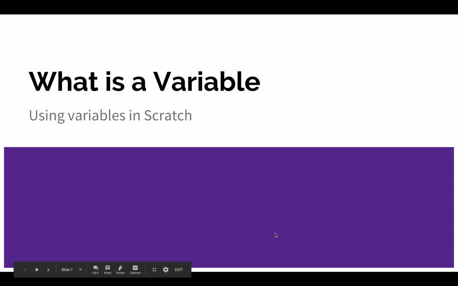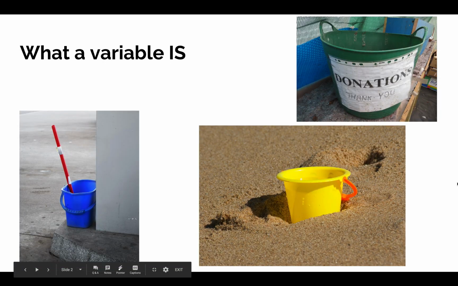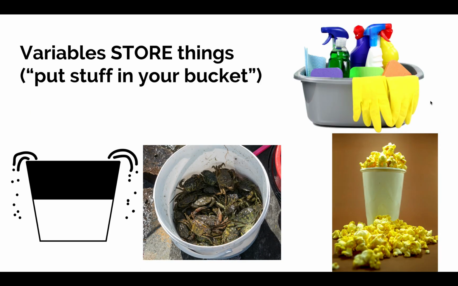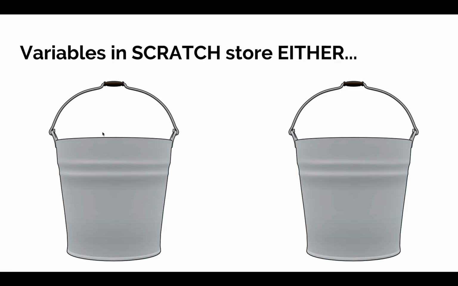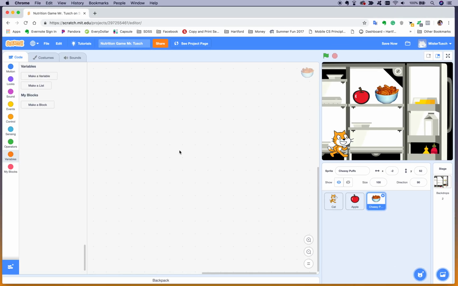Well, variables in Scratch, the best way to describe them is they're buckets. And if you think about buckets, you put things in your bucket, whether it's cleaning supplies or popcorn or crabs or whatever this nonsense is. You're going to just put stuff in your bucket. And in Scratch, the things you're going to most often use are either numbers or text strings. And today, it's a score, so we're going to keep numbers. Later on, we'll learn how to do other things with variables as well. But today, it's all you need to know.